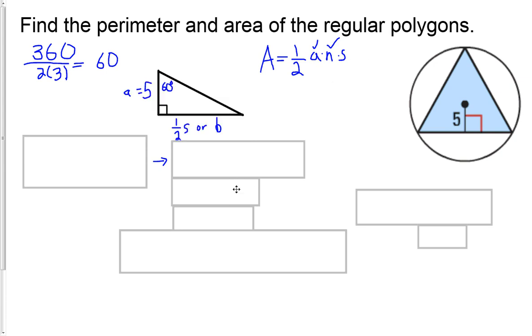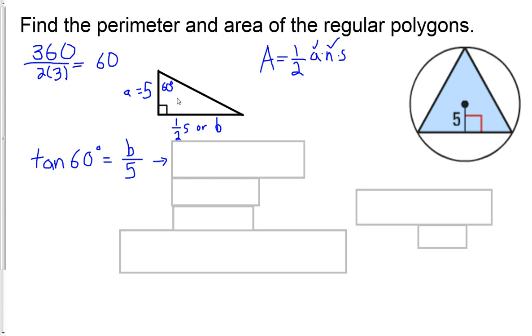So with this triangle, apothem is 5. This angle is 60 degrees. We could use our 30, 60, 90 pattern. This would be s. This would be x. This would be square root of 3 x, and this would be 2x. I chose to use SOHCAHTOA this time just to give you the feel for how that would work. If we've got this angle and we've got this side and we're solving for this side, opposite and adjacent. We're solving for opposite, so that is tangent, TOA. So tangent of 60 degrees equals b over apothem 5.